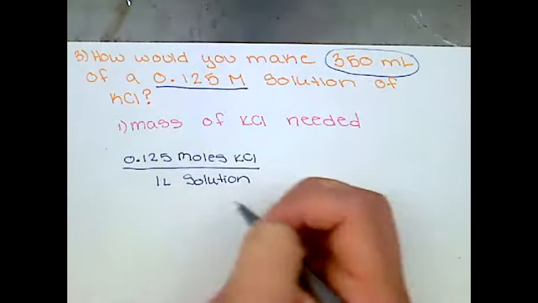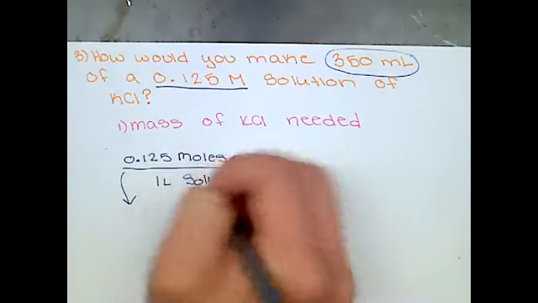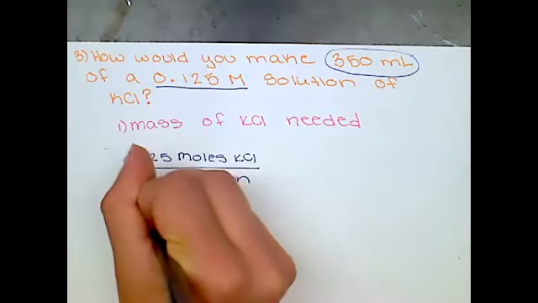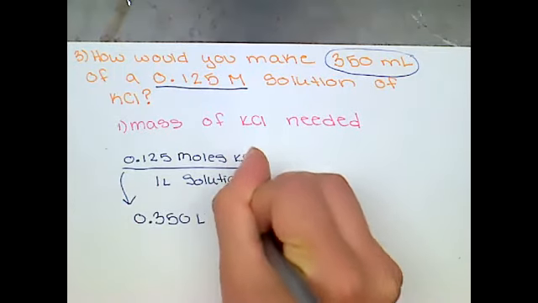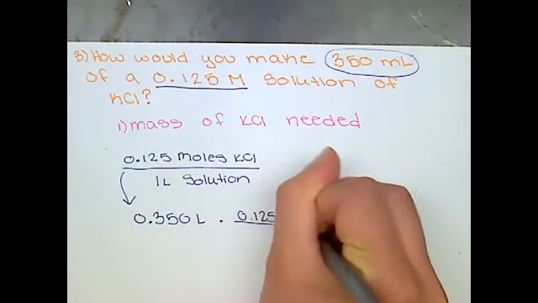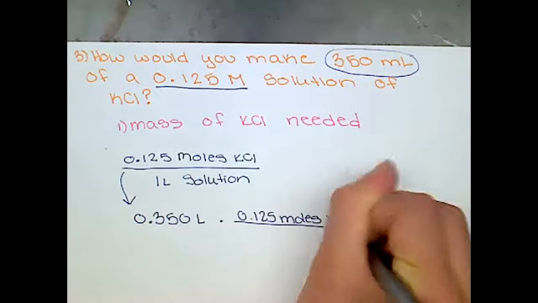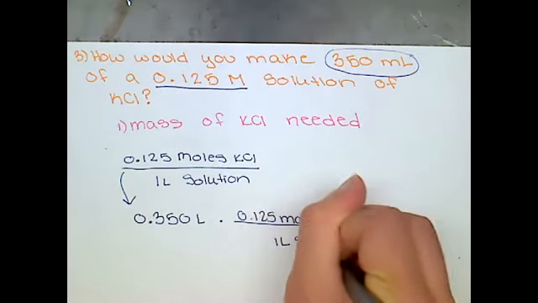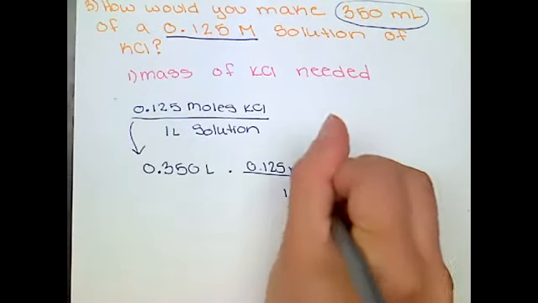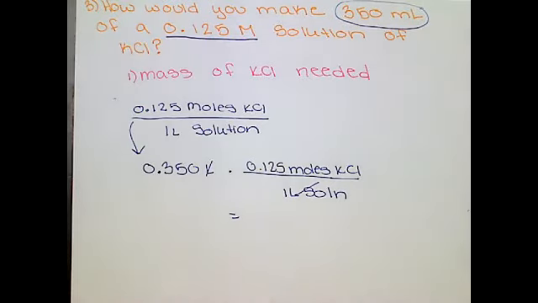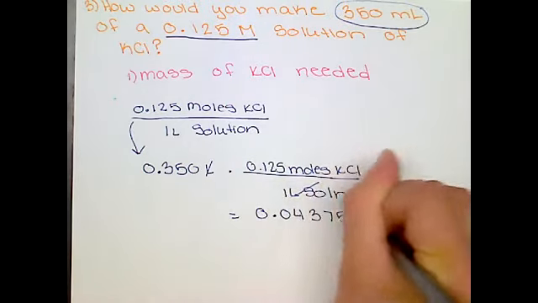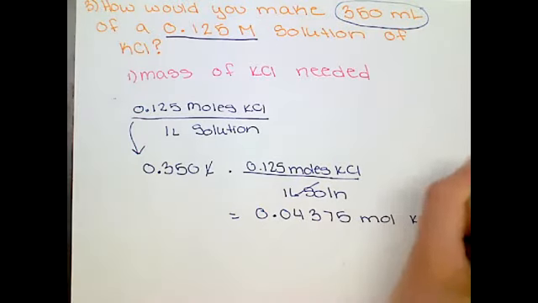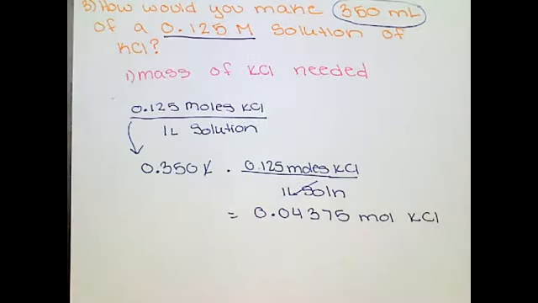So what I can do is rewrite this and use it as a conversion factor. And 350 milliliters is 0.350 liters, times 0.125 moles of KCl over 1 liter of solution. And so I get 0.350 times 0.125. I get 0.04375 moles of KCl.